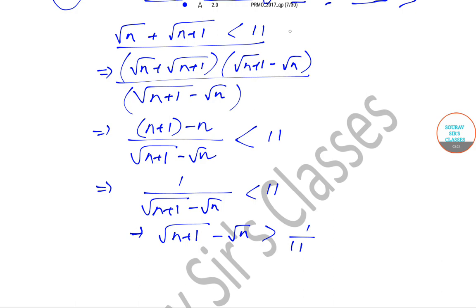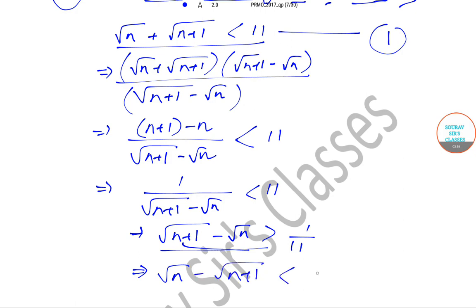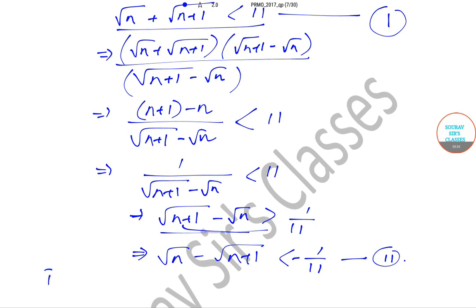So this we have as equation 1. We have to make this sign negative over here. If we take this entire structure over to the other side, we have root over n minus root over n plus 1 will be less than minus 1 by 11. So this will be equation 2. Now we'll add 1 plus 2. Upon adding, this will give us 2 into root over n will be less than 11 minus 1 by 11.